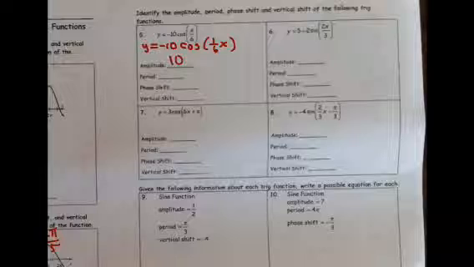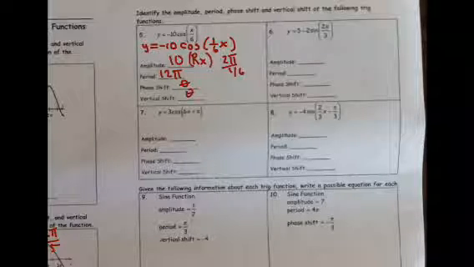Okay, so for number 5, the amplitude, the a value is 10. Now the negative in front of it tells you there's going to be a reflection over the x-axis. The period is 2 pi over 1/6. So when you simplify that, you get 12 pi. There is no phase shift and there is no vertical translation or shift.